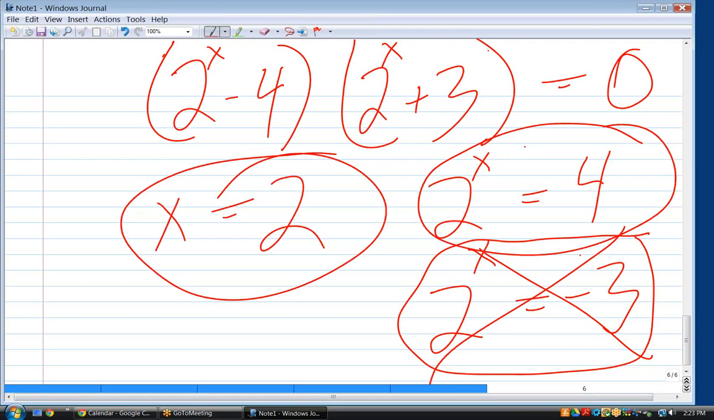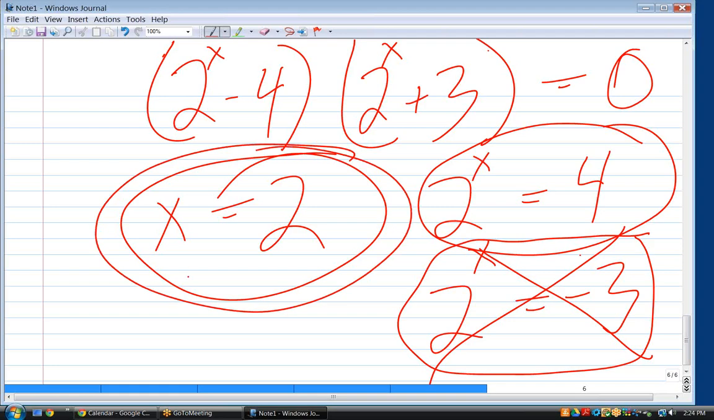Now, that's an easy solution, given 2 to the x equals 4, but I could do that any number of ways. I could take log of both sides. I could represent this as 2 to the squared, but it's not hard to come up with this answer.